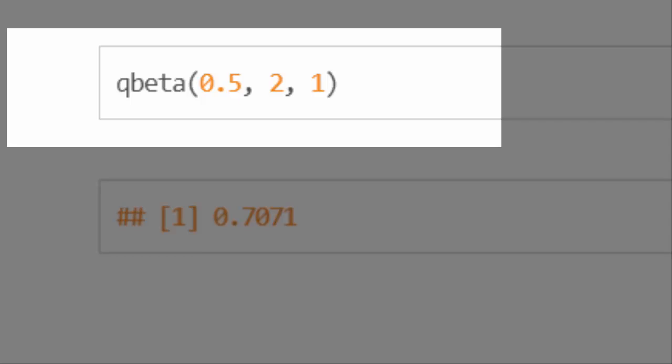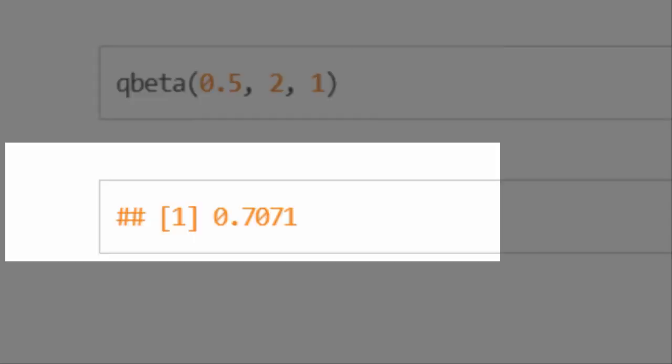Here we plug in 0.5. And remember, R takes the argument of the quantile as a proportion. So if you plug in 0.5, it will work. If you plug in 50 for 50%, it will not work. Okay, and the 2 and the 1 are the parameters that we haven't fully described, but you're going to have to take my word for it that those are the parameters that yield the specific beta density that we're looking at. And when we plug this in, we get 0.71, exactly like we got before.